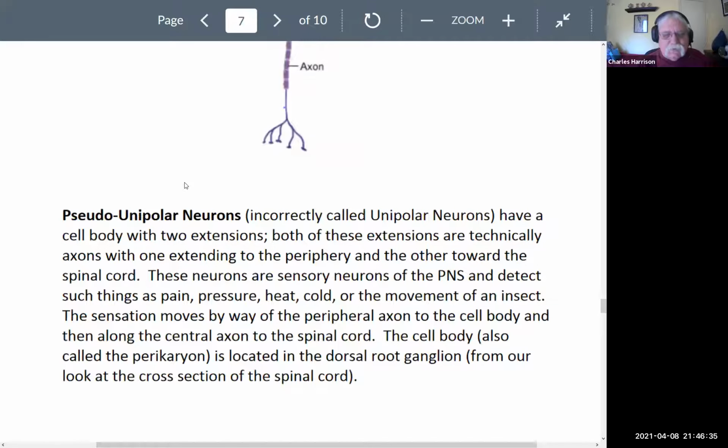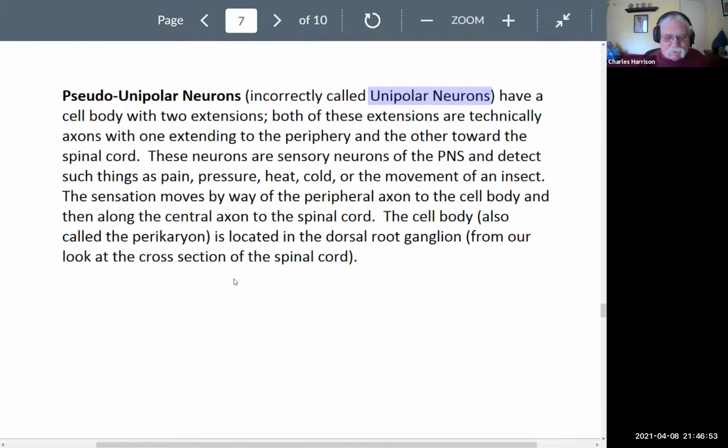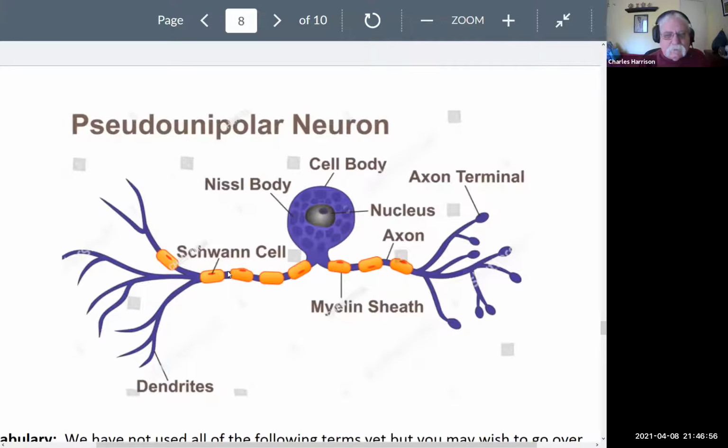And now we have the pseudo unipolar neuron. It used to just be called the unipolar neuron. Okay, that was incorrect, but it was called that for years. Unipolar neuron. Now it's a pseudo unipolar neuron. Well, let's see what that is. This neuron has dendrites. It even has myelination on the dendrite. And then it goes up into the nucleus of the cell body, and comes back down a slightly different way.